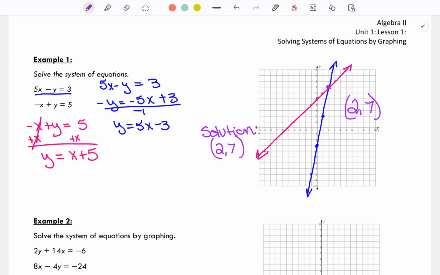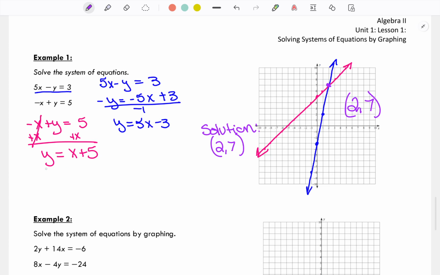And to show you what I meant in the discussion, if we put in 7 and 2, then we have 7 equals 7. And then over on the blue equation, the same thing, 7 equals 5 times 2 minus 3. And there we go.